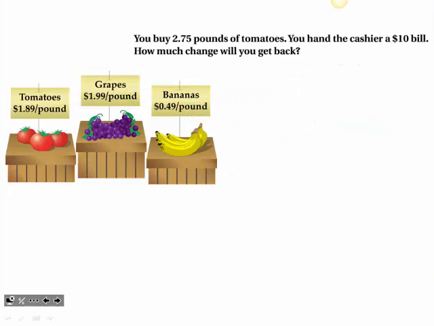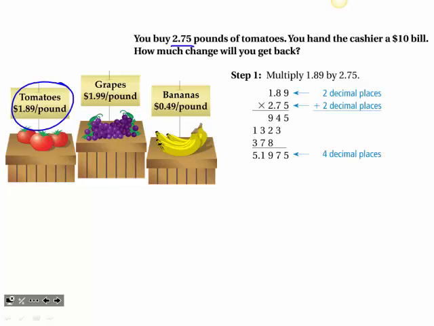Let's do our word problem. You buy 2.75 pounds of tomatoes. You hand the cashier a $10 bill. How much change will you get back? Well, in order to figure out how much change we need back, first we need to know how much we need to give them. So if we buy 2.75 pounds and tomatoes are $1.89 per pound, we need to multiply 1.89 times 2.75 to figure out how much money we owe them.